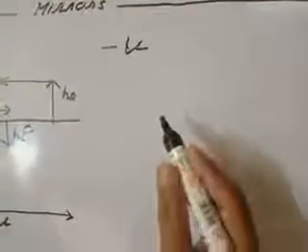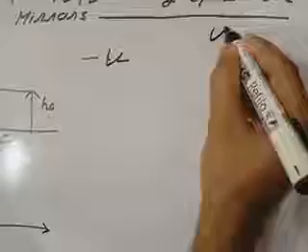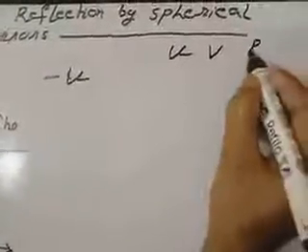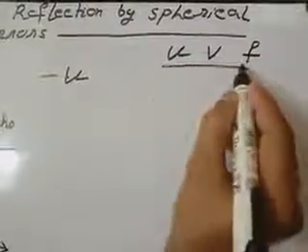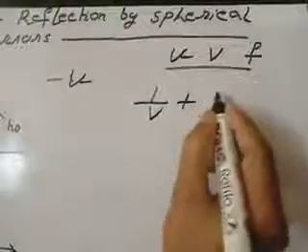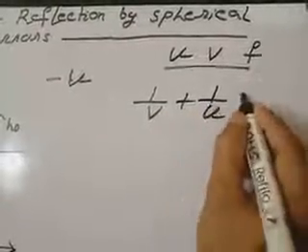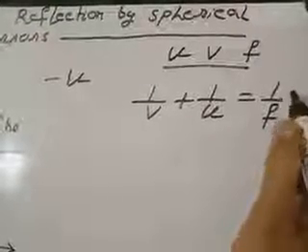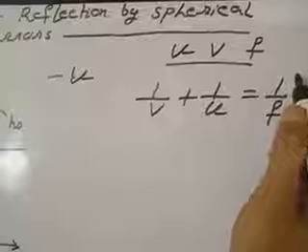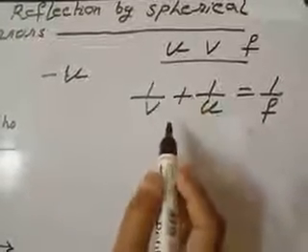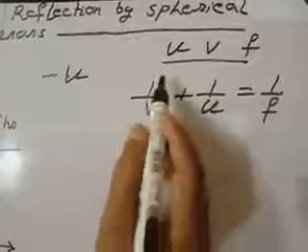Now come to the next point, the mirror formula. Already you know U is the object distance, V is the image distance, and F is the focal length. As per the mirror formula, 1 by V plus 1 by U is equal to 1 by F. How can you define the mirror formula? The reciprocal of the focal length is equal to the sum of the reciprocals of the object distance and image distance.